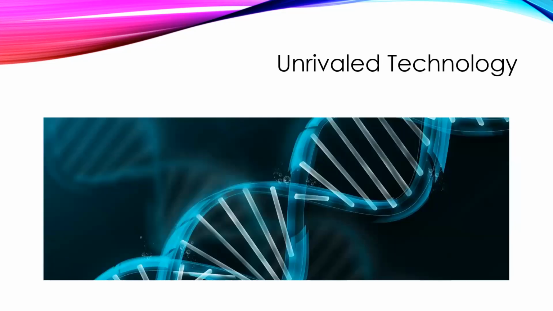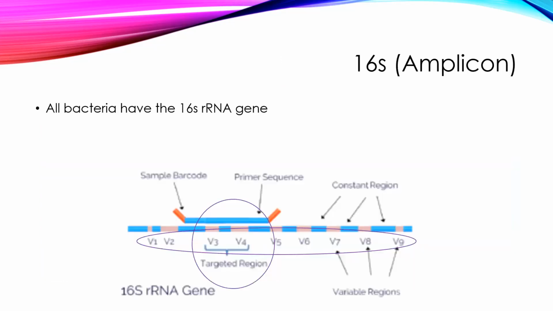Now, I wanted to start with talking about the technology because most of you would like to know how does this differ from the stool test that we use now? Well, most stool tests use 16S or Amplicon technology. Now, all bacteria have the 16S RNA gene. Stool testing that is most common, they only look at about 2 targeted regions, whereas whole genome sequencing looks at all of the variable regions.